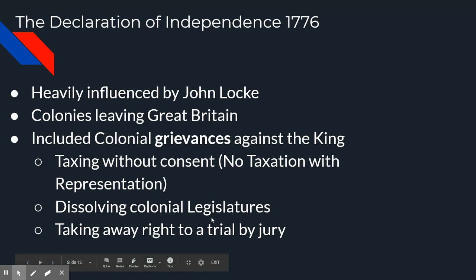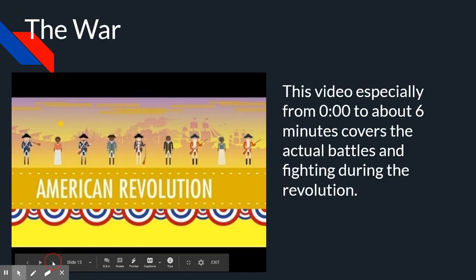Dissolving their legislatures, getting rid of their congresses where they make their own laws. Again, they're saying the king is making laws without our consent. He broke the social contract. We're allowed to leave. And taking away their right to a trial by jury. The king is just having a judge say guilty, ship him off to prison or execute him. He's breaking our natural rights, so the colonists have a right to leave the king's government and form their own government.